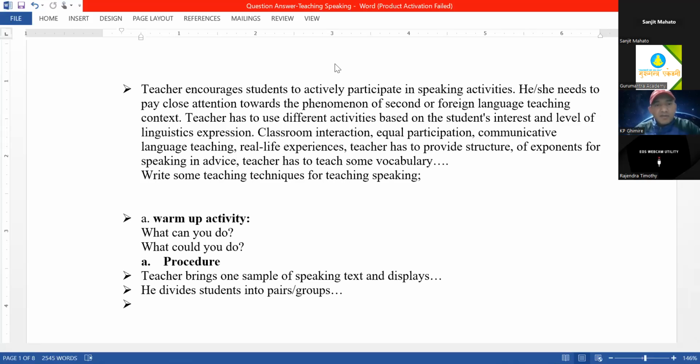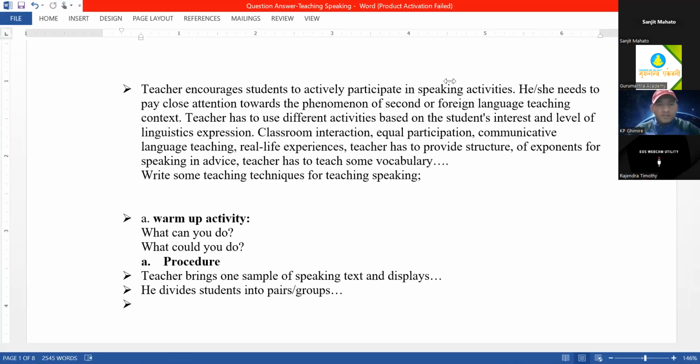Designing activity and sample activity are the same. Yes, very good question, Dilip. Can you display the pictures and ask some questions? Exactly, you can do. Good idea, sir. Jyotsna Gautam. I mean, this is the way of writing the answer.